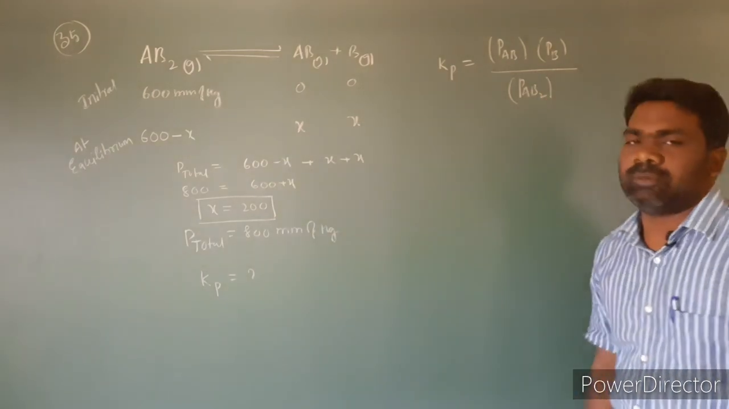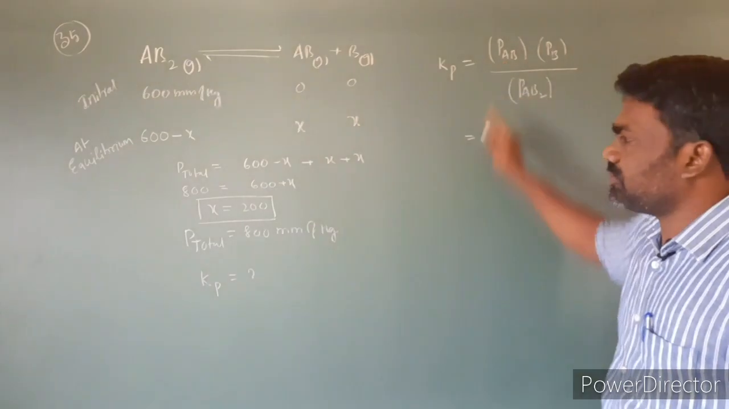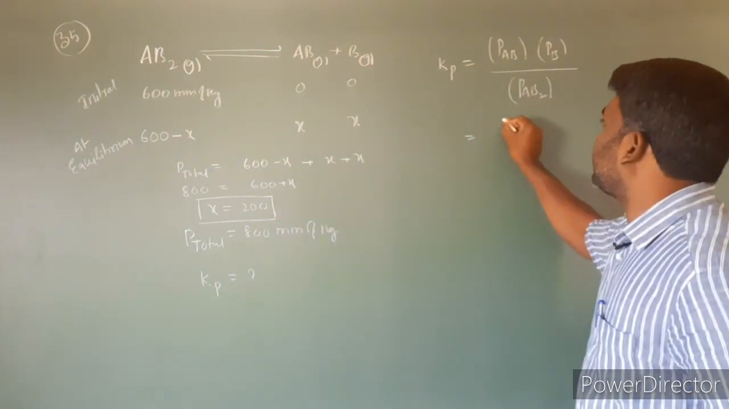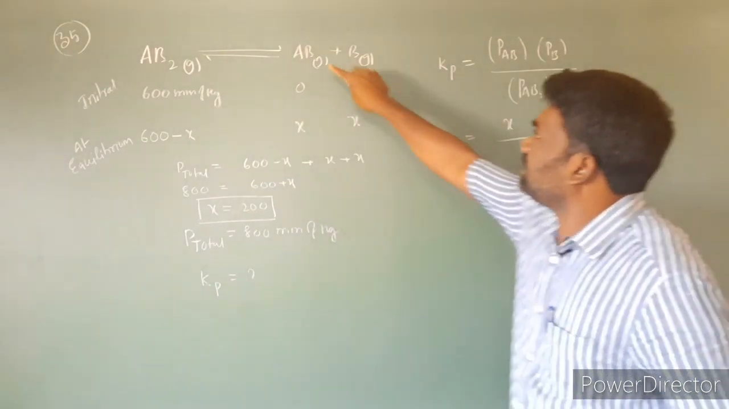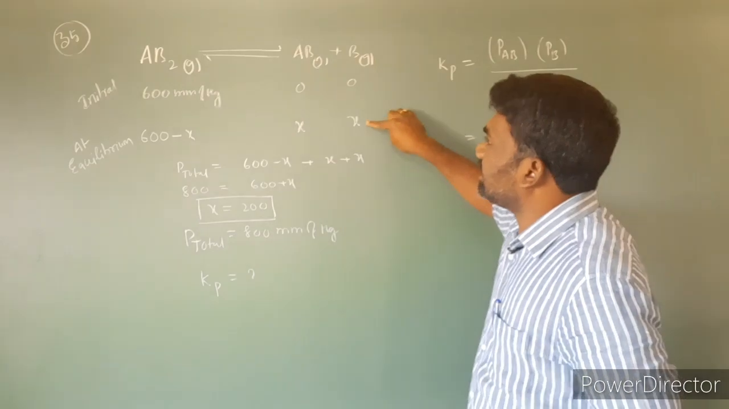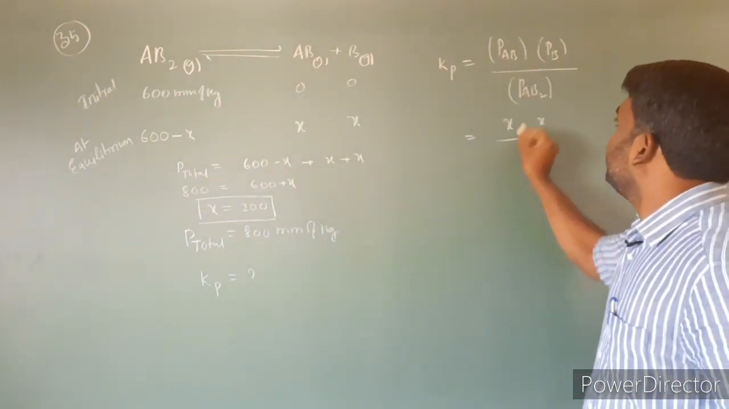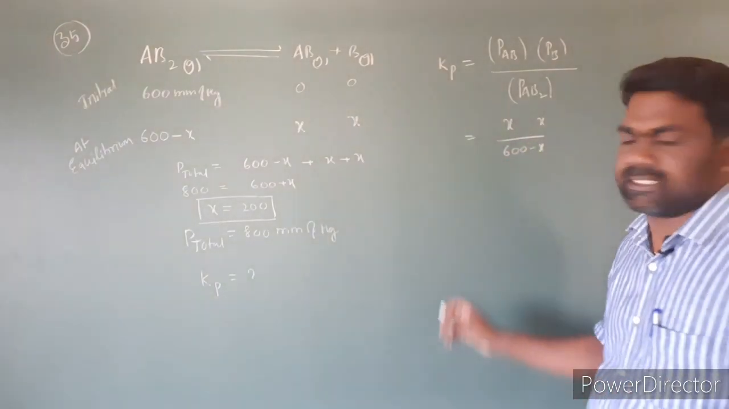So this is the formula for Kp. Partial pressure of AB, how much will you get? Partial pressure of AB, x, is nothing but how much we got? 200. So this is x, and partial pressure of B is x, and AB2 is 600 minus x.